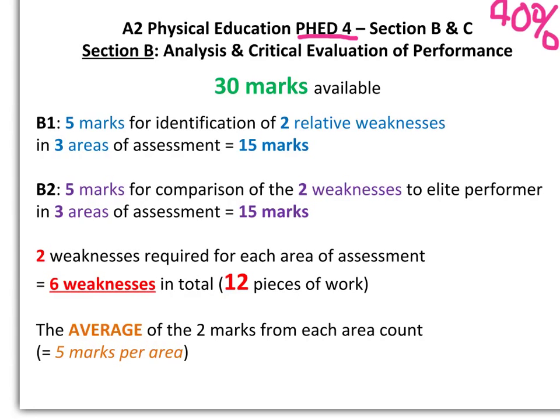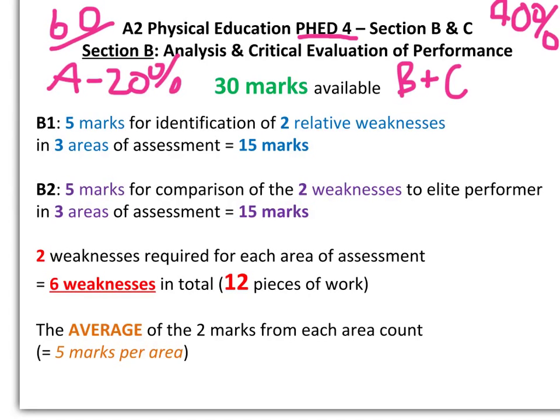That's basically split into two lots of 20. So section A will be worth 20%, and you will get a mark out of 60 for that. That's your one practical performance, which is either in performing, coaching or officiating. And then coursework is worth the other 20%, and so that's B and C, which equals 20%. So you get a mark out of 60 for that as well.